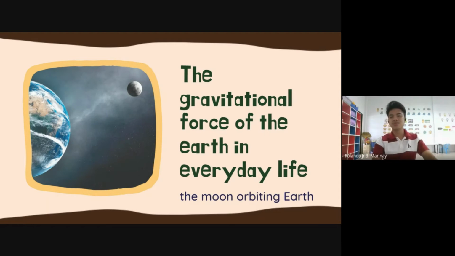The next one is the moon orbiting the earth. Since the moon is smaller than the earth, the earth attracts the moon. The earth pulls the moon because the gravity of the earth is stronger than the gravity of the moon. I know you will understand it soon. The gravity, kids, is the force that pulls everything that revolves around the earth close to it.